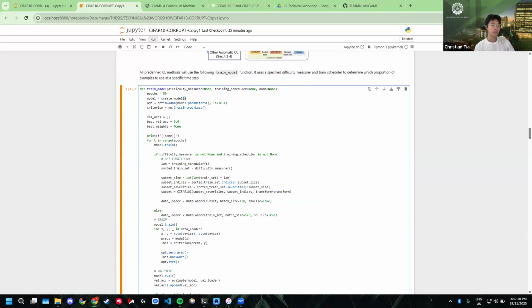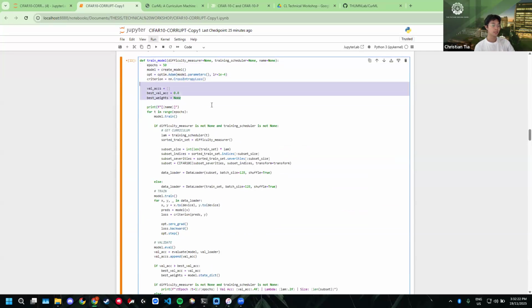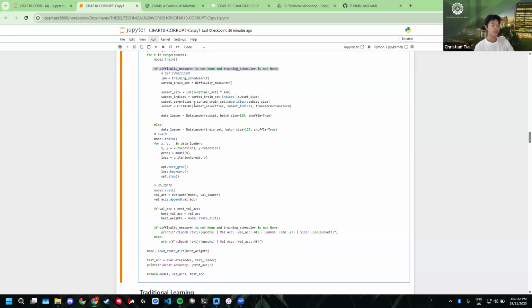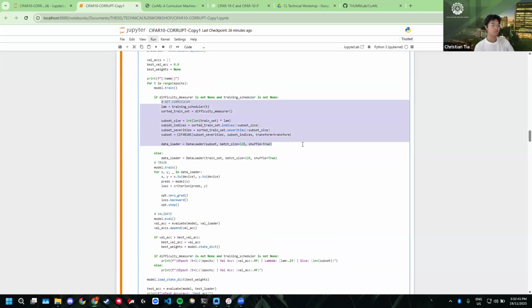So if we look at this train model function, at first we just define some hyperparameters here. This keeps everything consistent between each experiment, and we also define some trackers for the validation accuracy so that we can retrieve the best performing model at the end based on validation accuracy, and then do a final evaluation on the test set. Then we do the loop per epoch, set the model to train, and then if we do have the difficulty measure and training scheduler, we can begin acquiring that subset for our curriculum. So number one, we get lambda is equal to training scheduler.